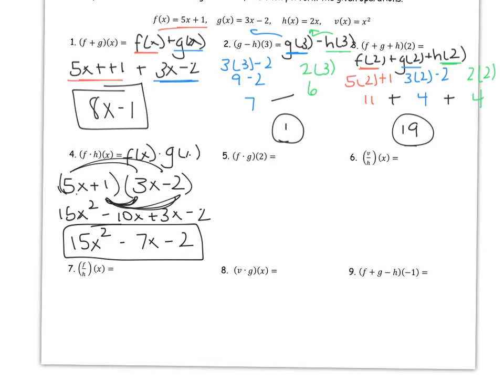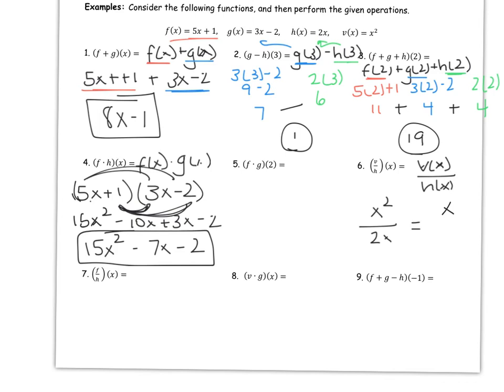I'm going to skip to number 6 though. V of x over h of x. Sorry, my handwriting's crummy. So v of x is x squared. H of x is 2x. X squared over 2x is x over 2. And I'm done.